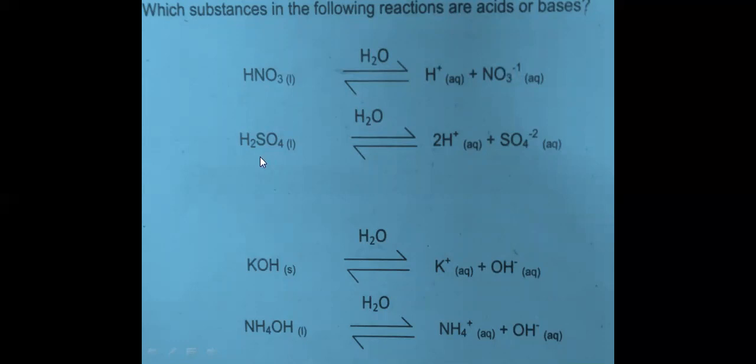Same is for sulfuric acid. Sulfuric acid is composed of two hydrogen atoms, so it will give two hydrogen ions in solution. So it is also an Arrhenius acid. Potassium hydroxide is composed of a hydroxyl group. Ammonium hydroxide is also composed of a hydroxyl or OH group, and when we dissolve them in water and make their solution, they will give hydroxyl ions. So these are Arrhenius bases because in solution they give hydroxyl ions.